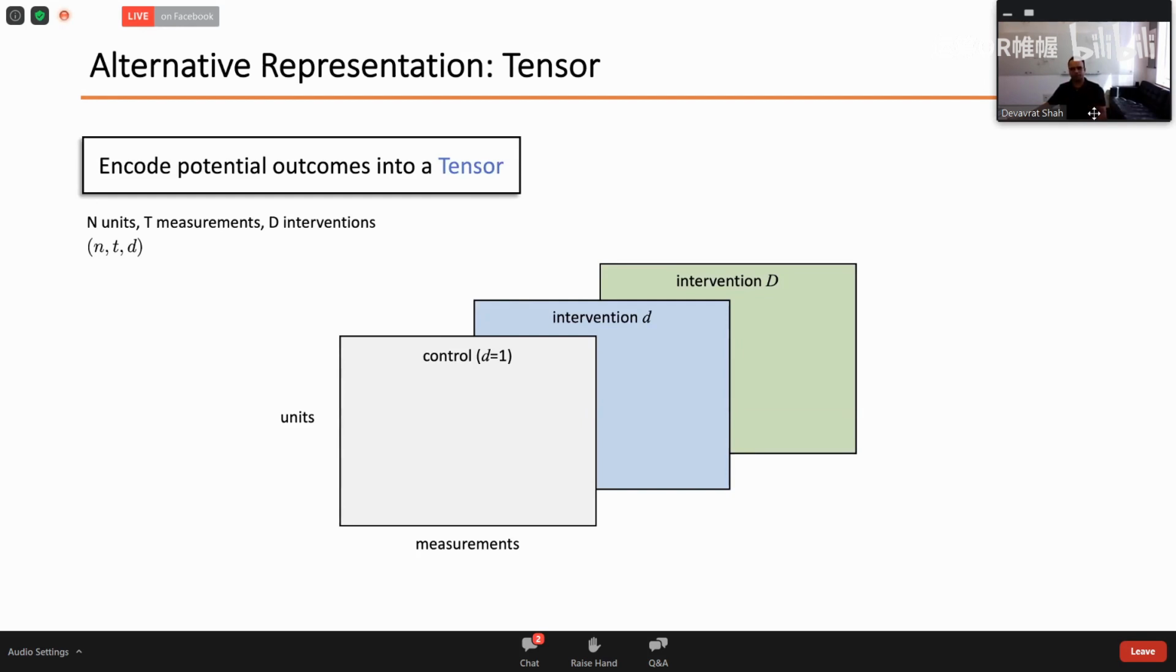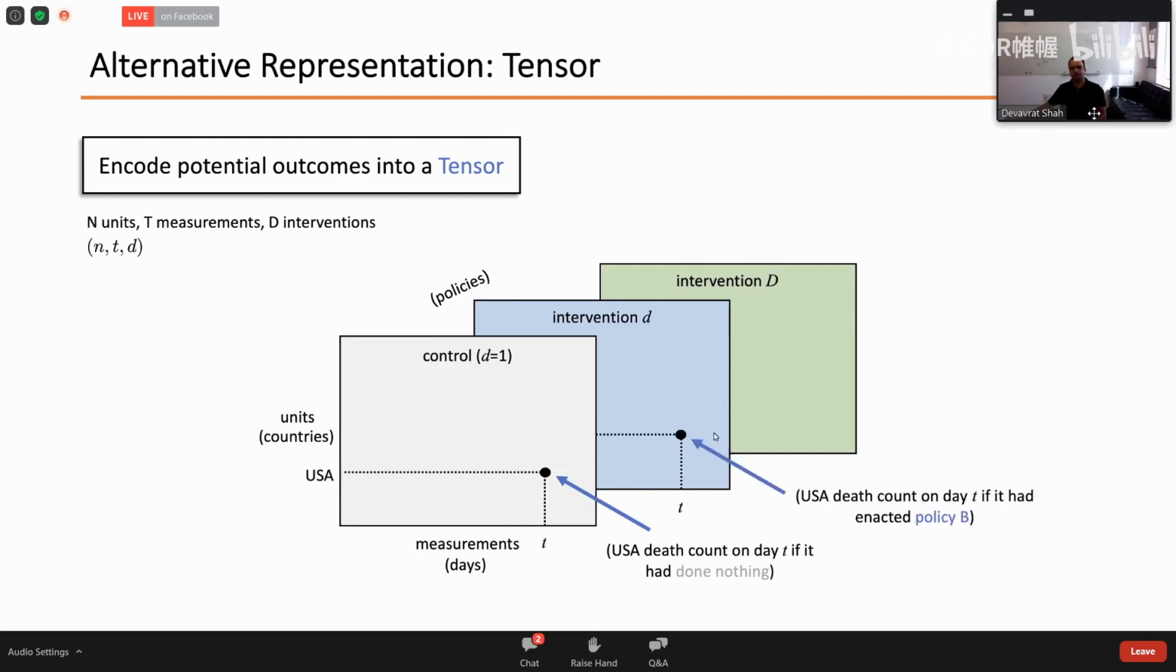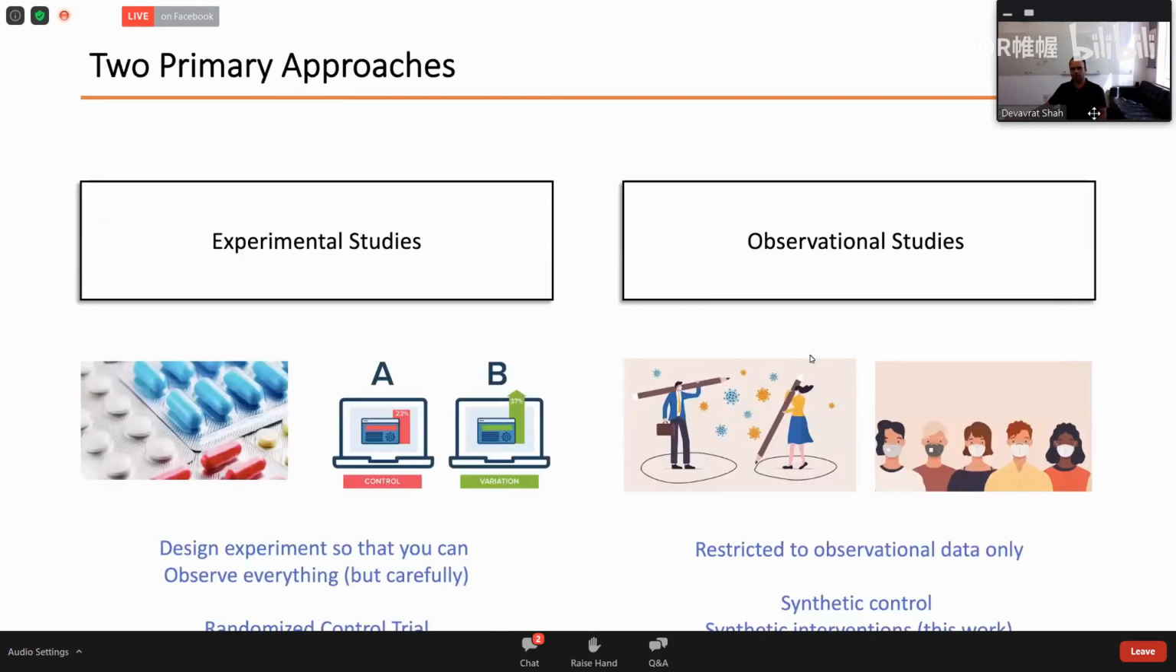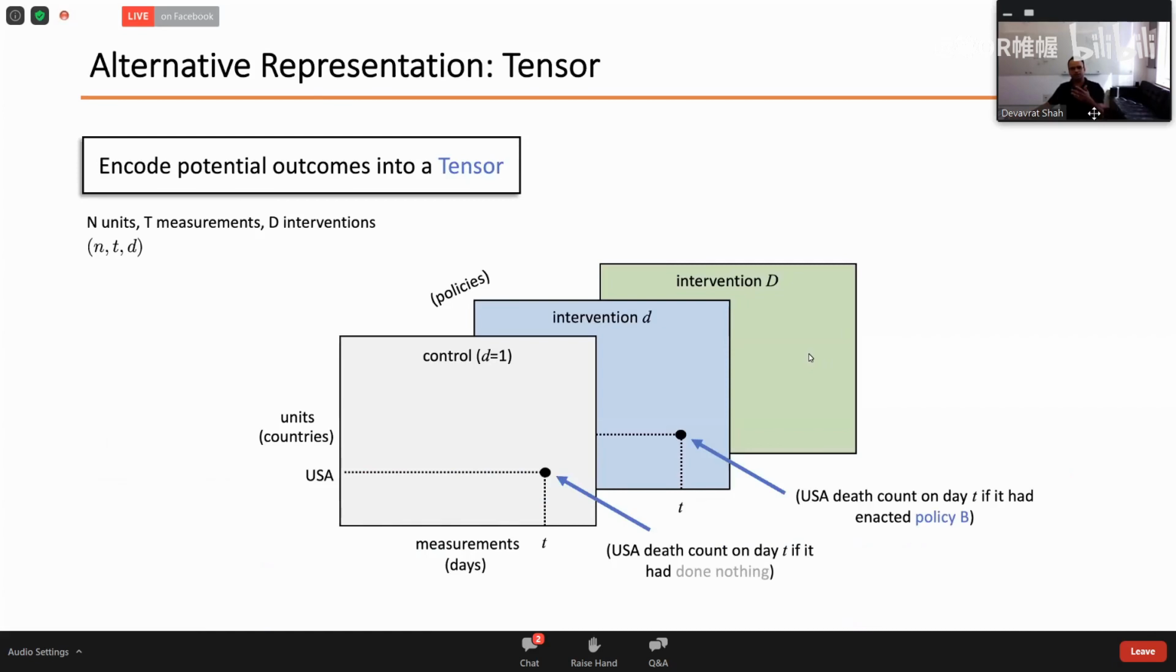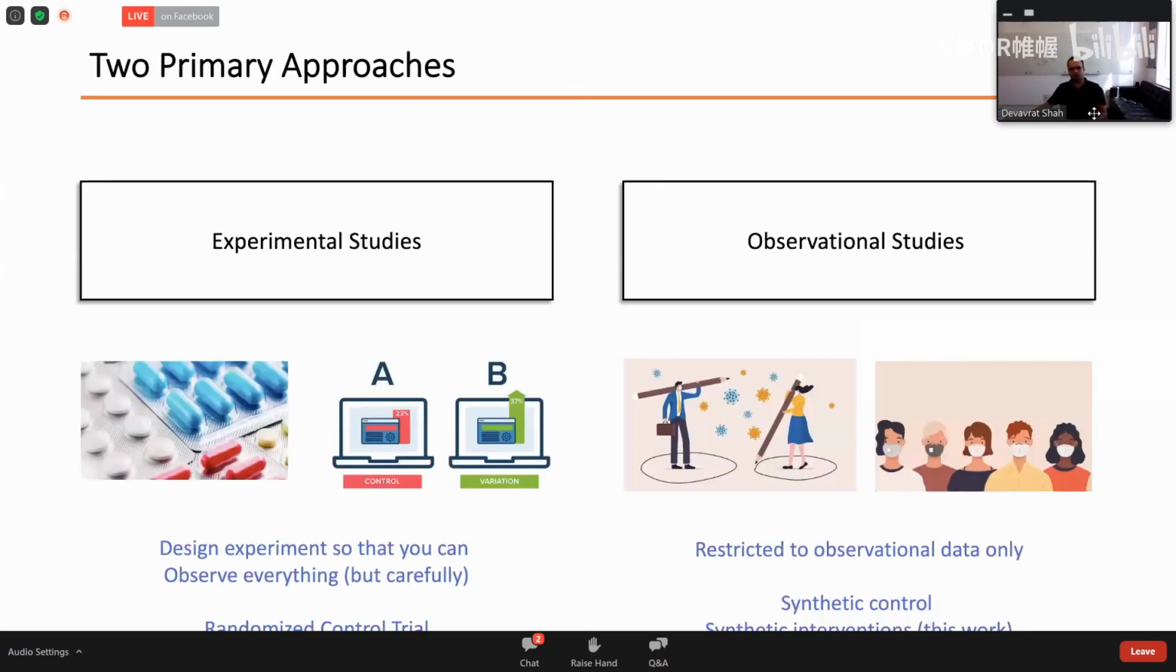Okay. For example, this point may represent the number of deaths observed in United States on day T. If we go laterally, then it would represent the number of deaths observed in United States on the same day T, but under a different policy, and so on. Okay, and this, in a sense, is what we observe. And of course, we don't observe the true underlying potential outcome tensor M, but a noisy version of it.